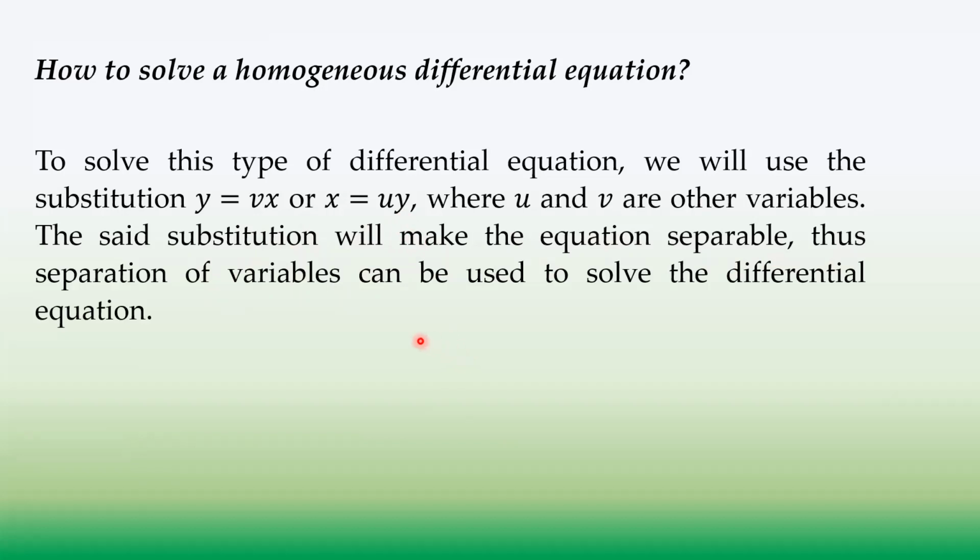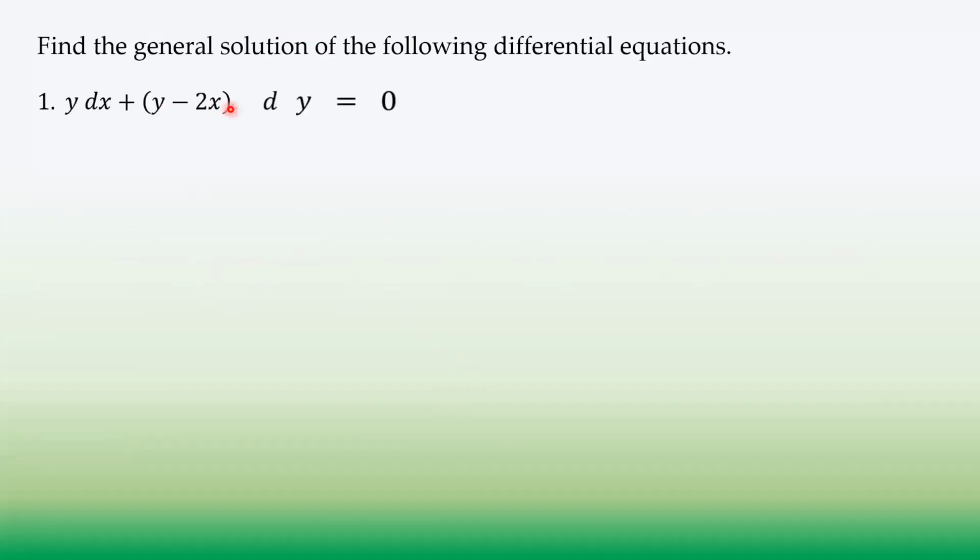Okay, tuloy natin. Sample tayo. We're going to find the general solution of the following differential equations. Number 1, we have y dx plus quantity y minus 2x dy. Dito, wala tayong kasamang radicals, so pwede kayong mag-check lang ng exponent o degree ng bawat term. Ito kasi ay degree 1, y dx. Y raised to 1, degree 1 din, x raised to 1, degree 1. So para siyang first degree, kaya yan ay homogeneous.